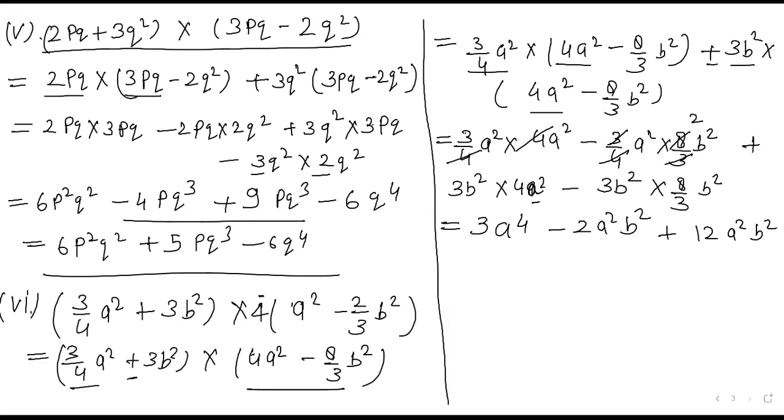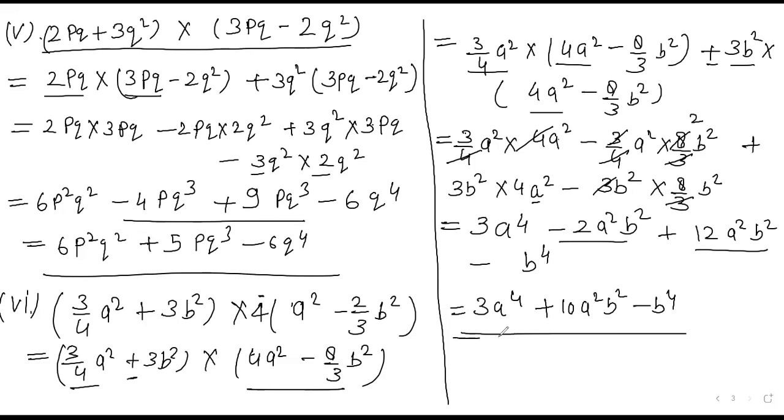This is a, don't be confused. 4 threes are 12, a square, minus, the 3 cancels out, b's 3 cancel out, minus sign, b power 4. So now we will arrange only 3a raised to power 4. If you simplify, look, this is minus, this is plus, so they will be subtracted and you get 10a square b square minus b power 4. Now this is the product of the given polynomials.